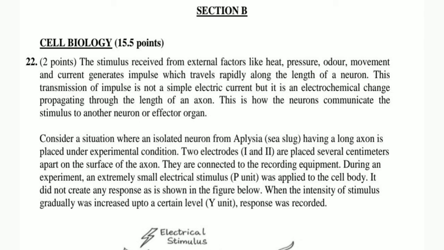Consider a situation where an isolated neuron from Aplysia, sea slug, having a long axon is placed under experimental conditions. Two electrodes, 1 and 2, are placed several centimeters apart on the surface of an axon. They are connected to the recording equipment. During an experiment, an extremely small electrical stimulus of P unit was applied to the cell body. It did not create any response, as is shown in the figure below.